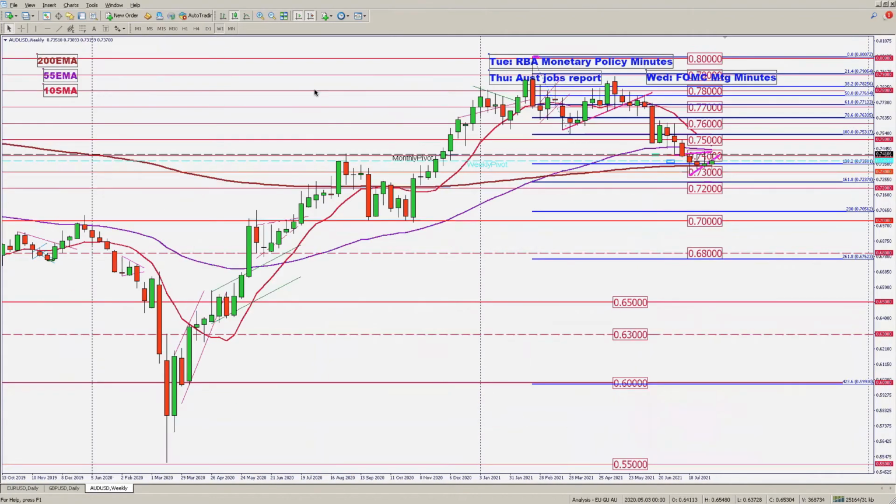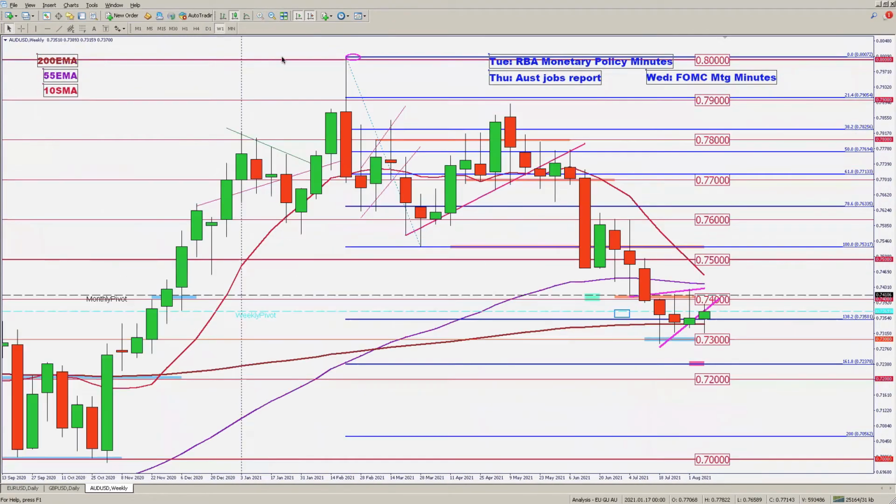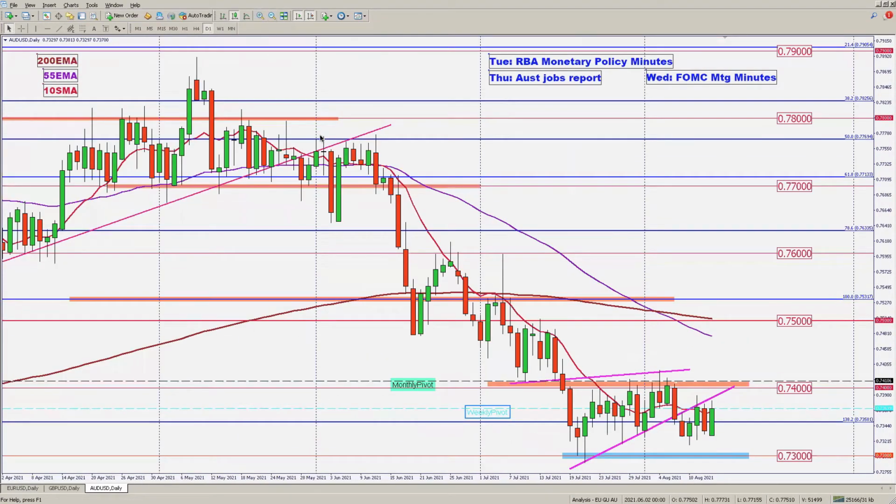And on the weekly time frame, another spinning top, so supported by the weekly 200 EMA. So already 3 weeks of consolidation here, since the second half of last month.